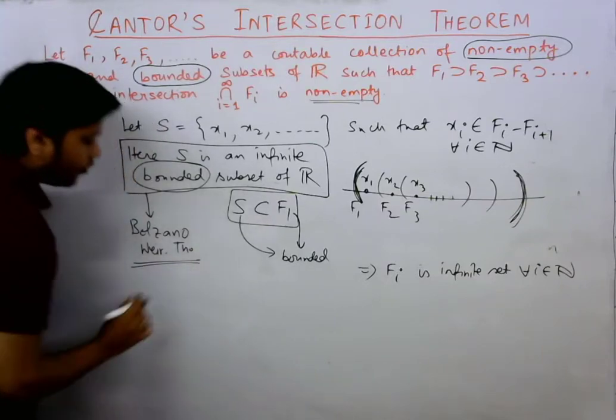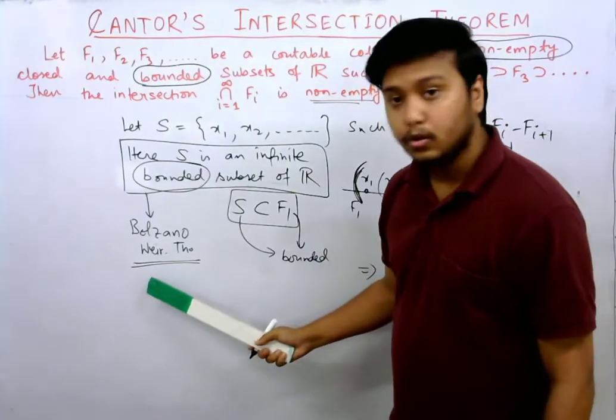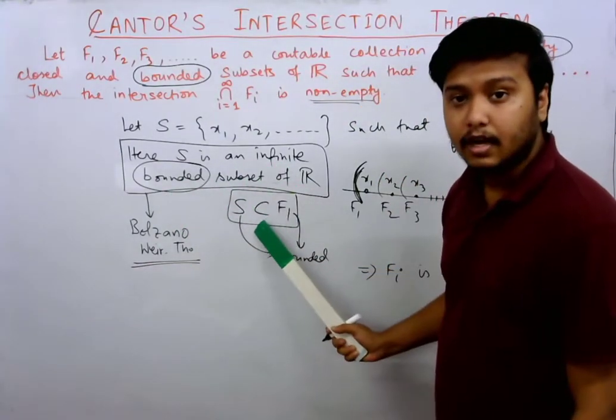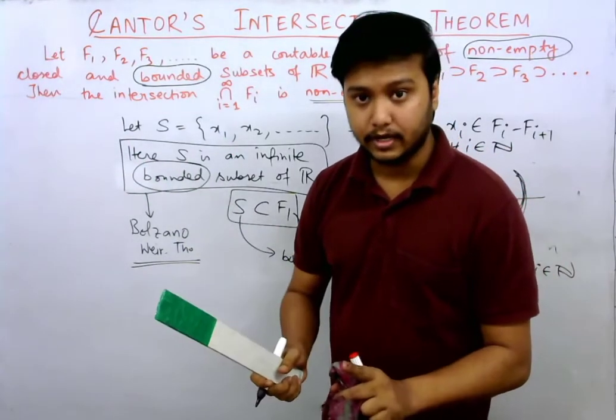What was the statement of Bolzano-Weierstrass theorem? Bolzano-Weierstrass theorem told us that every infinite bounded subset of R has at least one limit point, right?